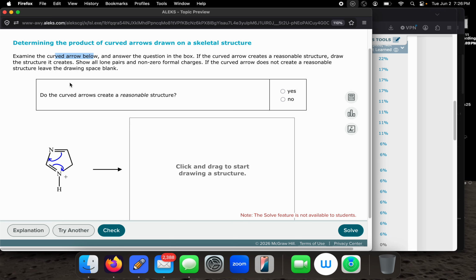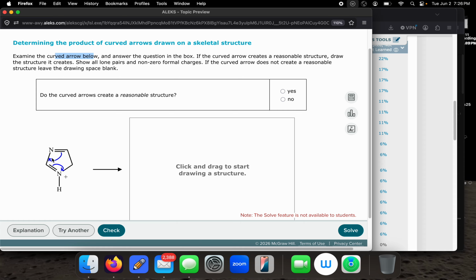I'm supposed to examine it below and then answer the question. Is it possible? So, if these electrons, can they go over here? And if they do, what's it going to do? Well, this nitrogen's not going to care because it already has a lone pair of electrons. You can't tell, but it's got 3 bonds and a lone pair. This nitrogen's not going to care because it's going from a bond over here to a bond over here. But this carbon will care.